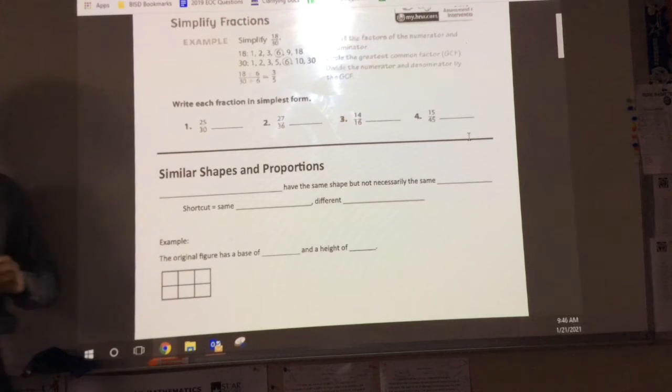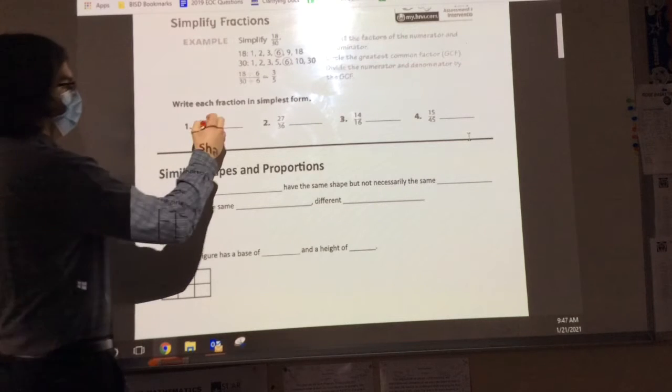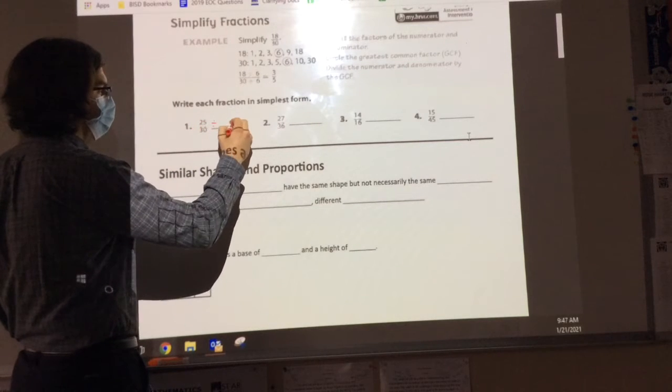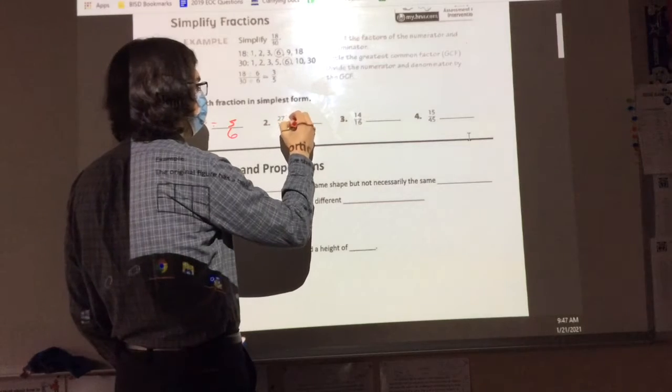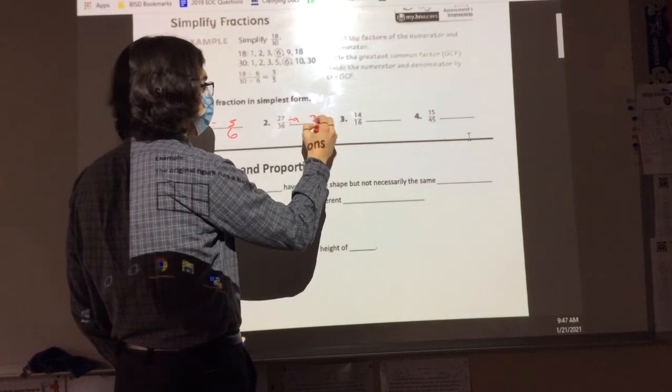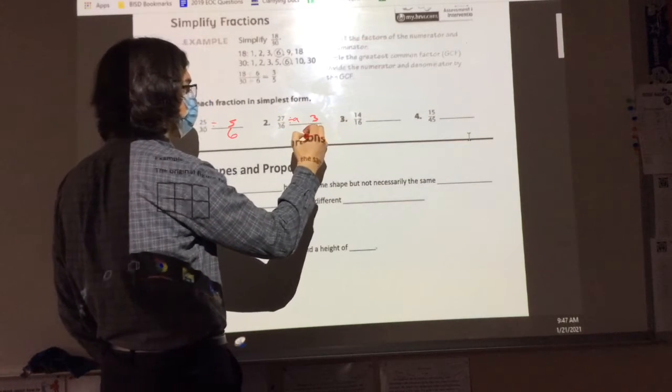So if I get 25 and 30, what's the biggest number I can divide both 25 and 30 by? By 5, right? Well, if I divide both of these by 5, I end up with 5 over 6. We're good there? What's the biggest number I can divide 27 and 36 by? 9. And that's going to give me 3 over 4. Is that correct?